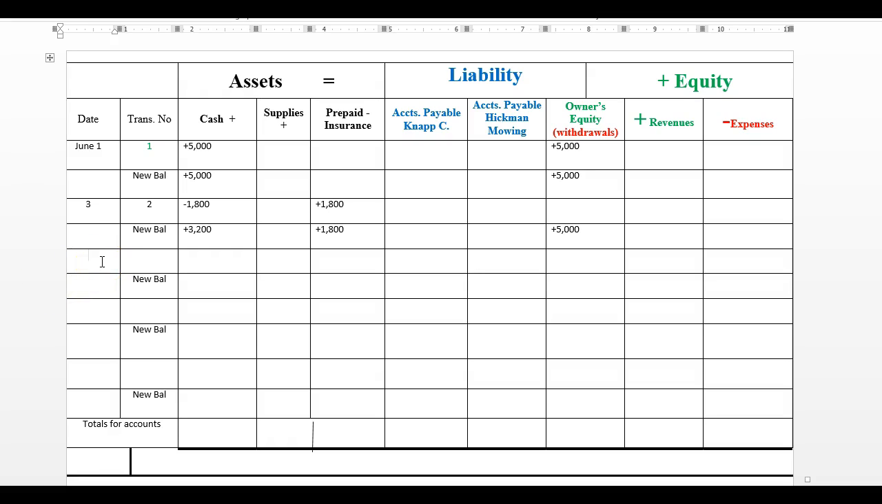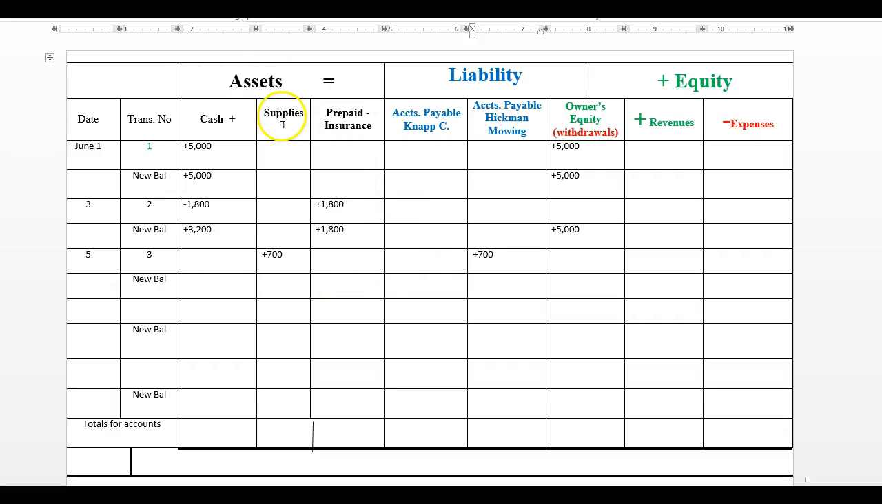The next transaction is on June 5th. Put the 5th there. The third transaction says we bought supplies on account from Hartman Mowing. So what does this say? What accounts are affected? We bought supplies, so the plus part of it is we bought supplies for $700. Now we purchased them on account. Can you tell me what on account means? Yes, we've been given credit by Hartman Mowing. So that is a liability, something that we need to pay later. As you can see here, we have an accounts payable for Hartman Mowing, and we will increase that because we owe them the money.